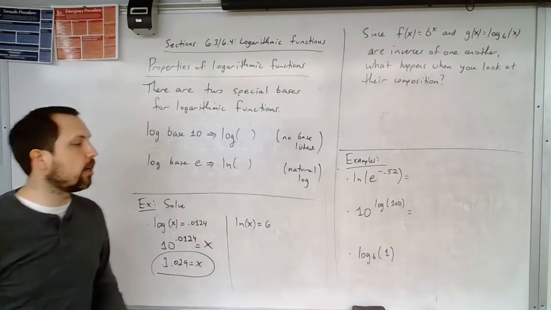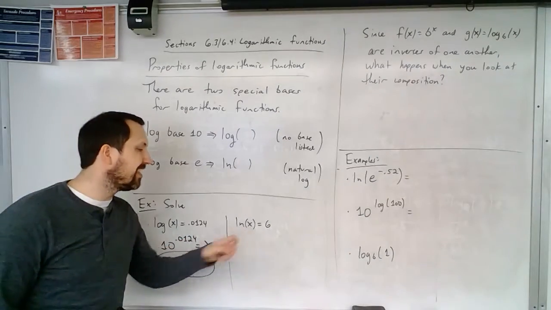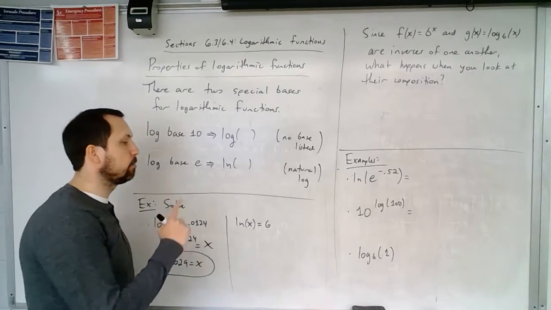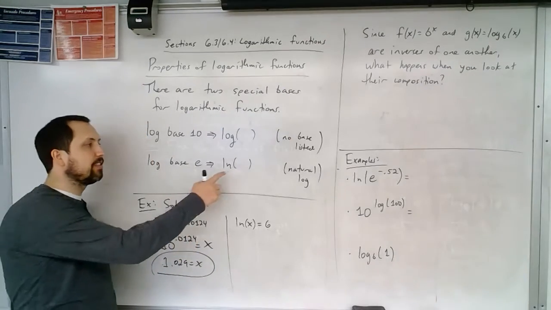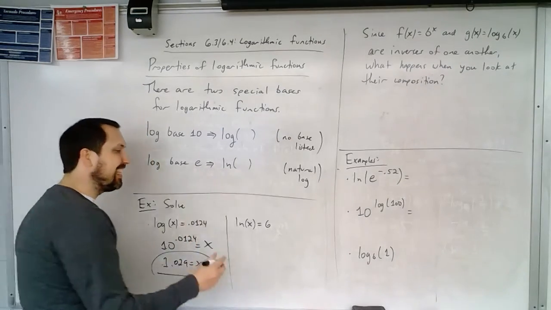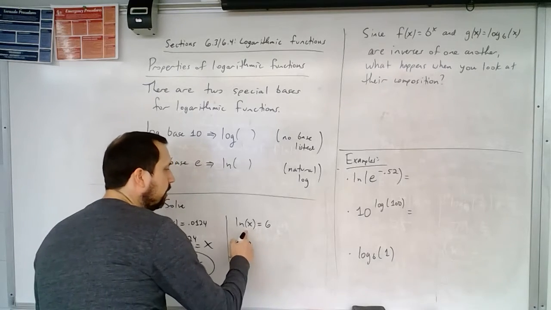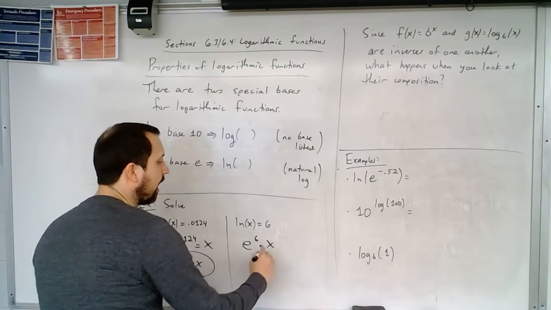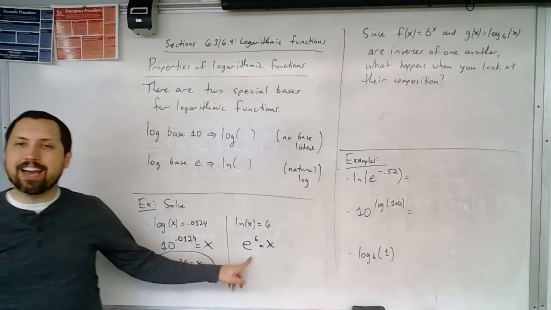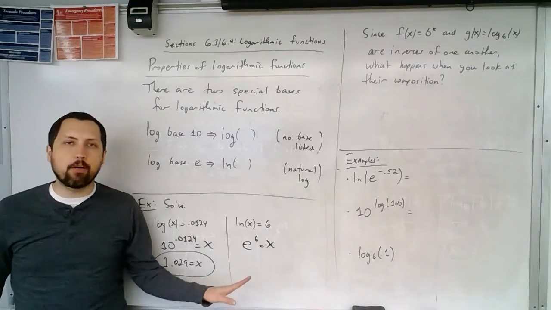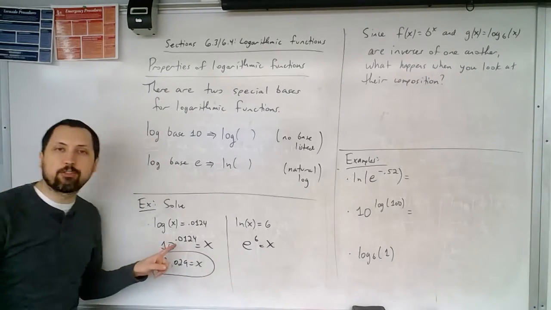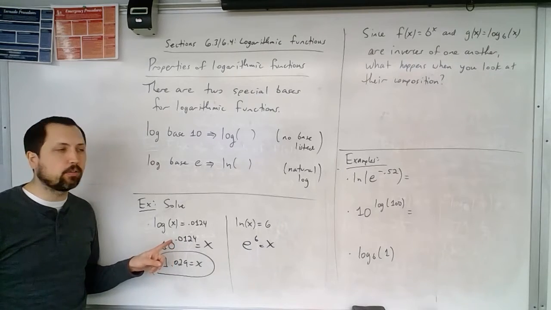Here, if we look at natural log of x equals 6, we're trying to figure out what is this x. Again, convert this to exponential form. But remember, this natural log says that the base is e. So I have e raised to the 6 is equal to x. So this would be my exact answer, right? There's no rounding taking place here.